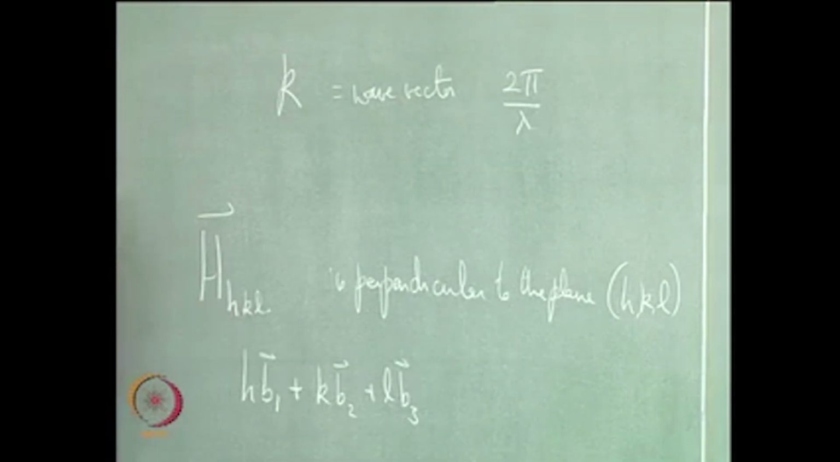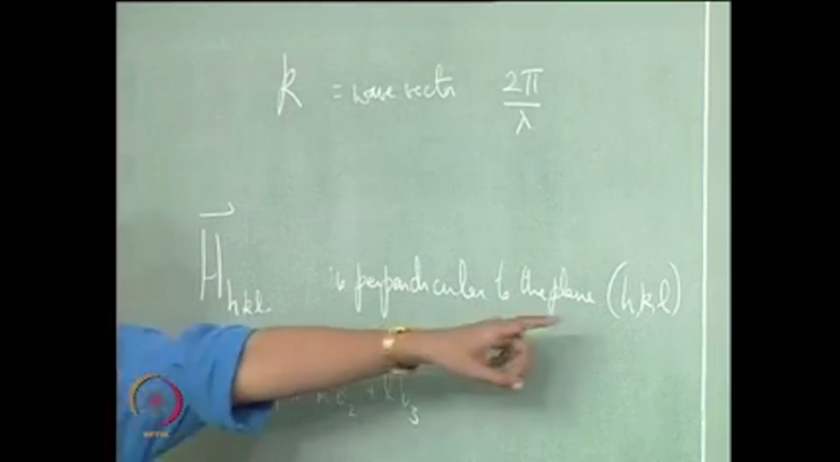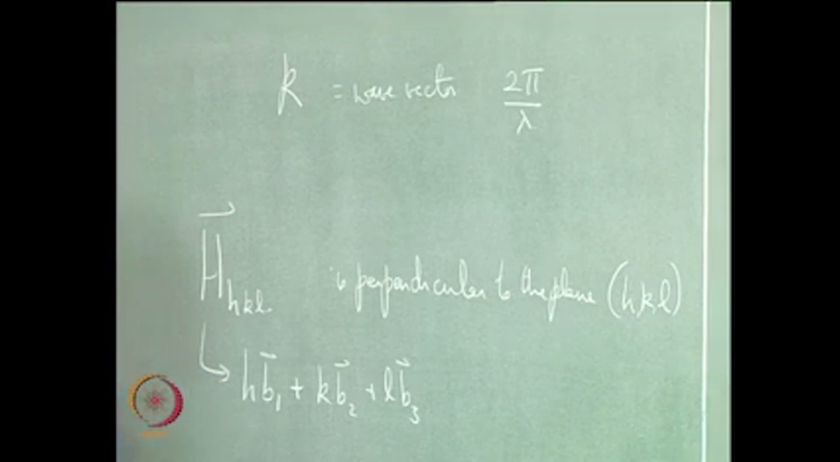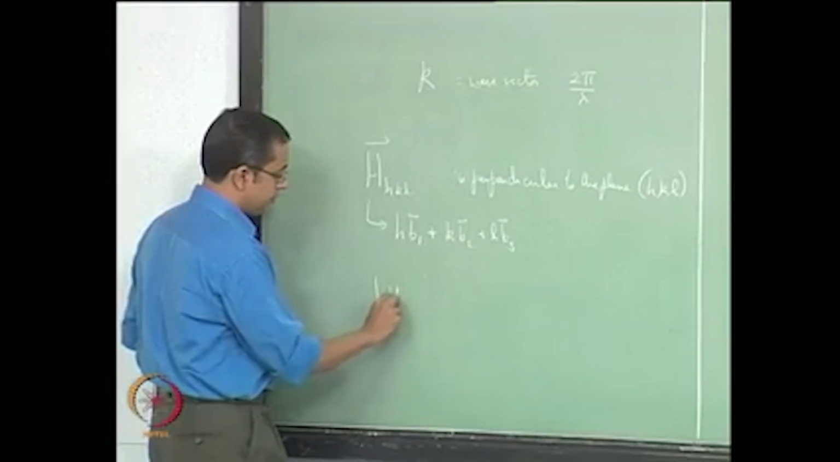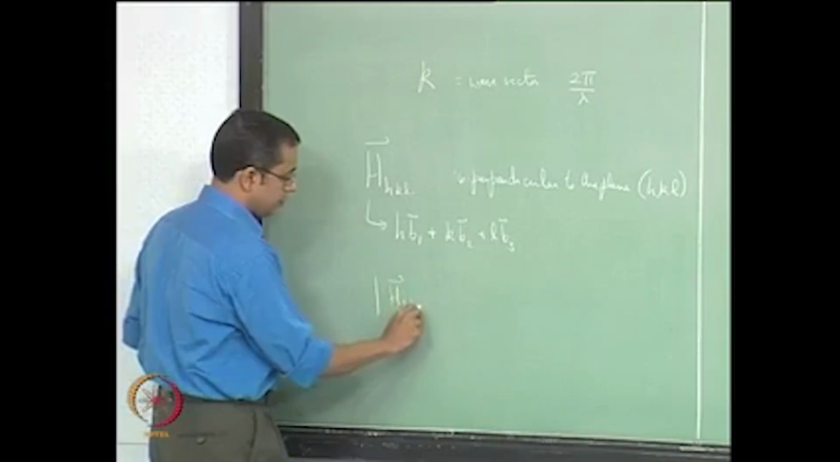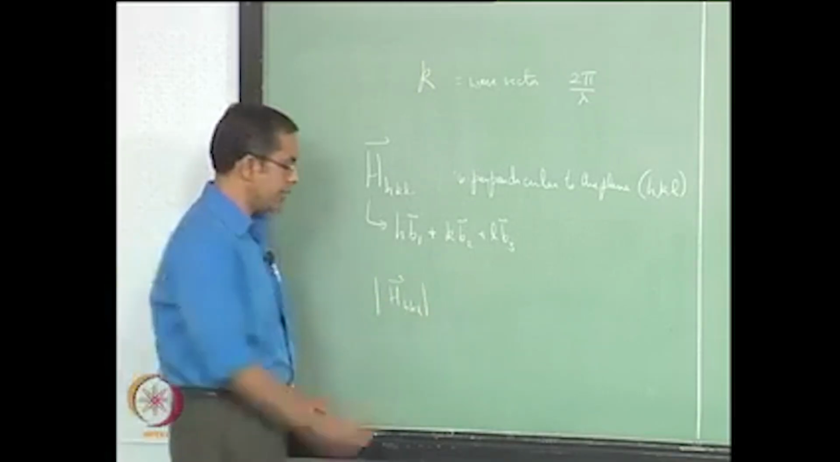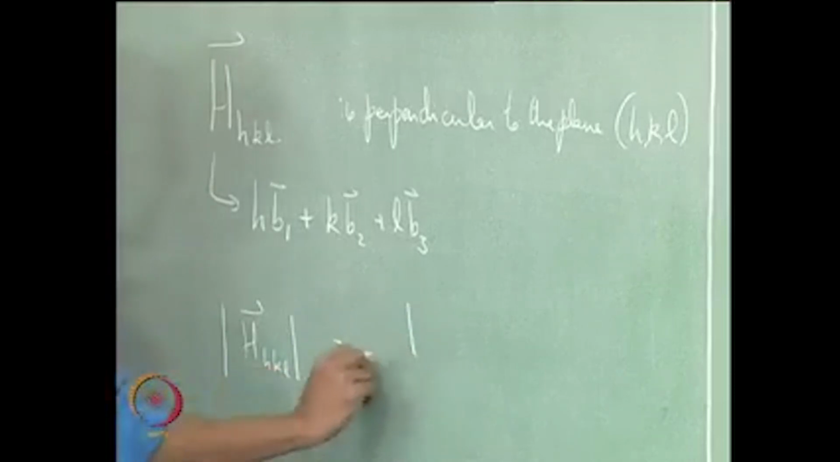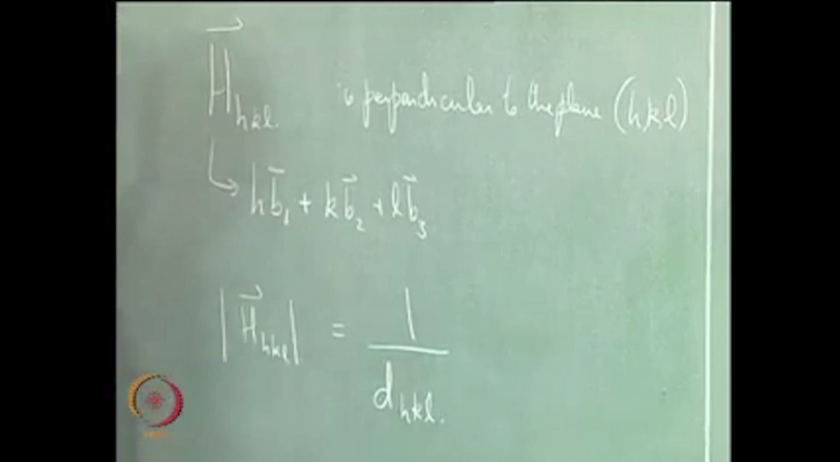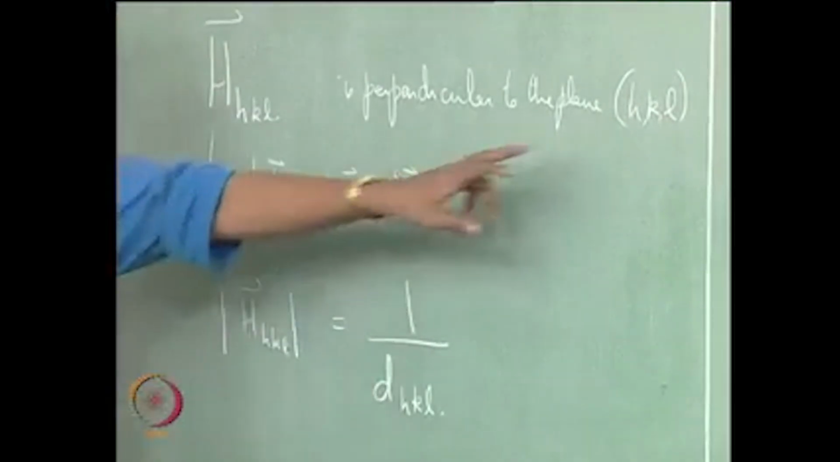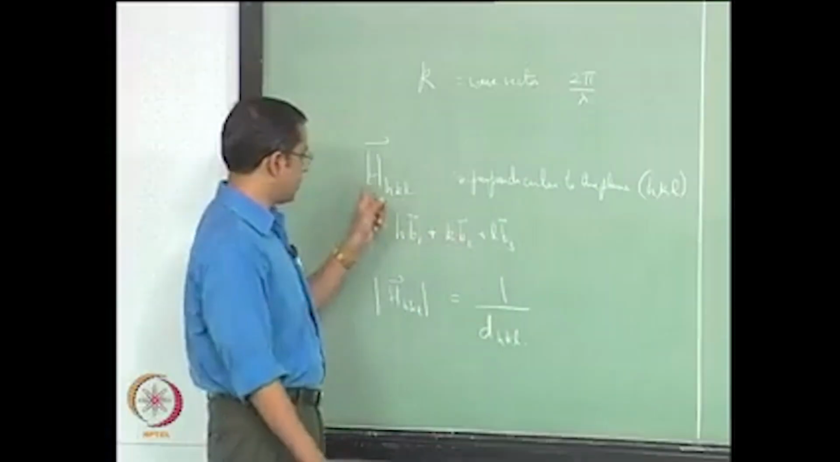Okay, so this is what the HKL is. This vector is going to be perpendicular to the HKL plane in real space. That is how it is, and the modulus of HKL is simply 1 by DHKL, the spacing between these planes. That is the value of this modulus.